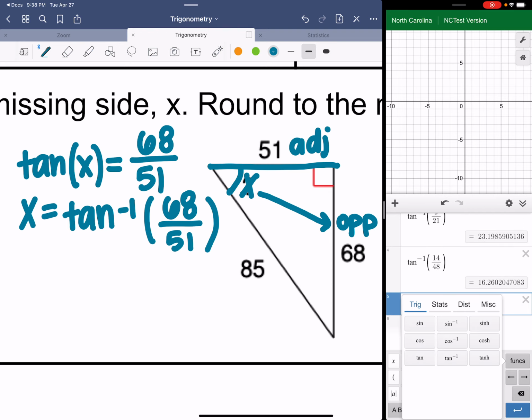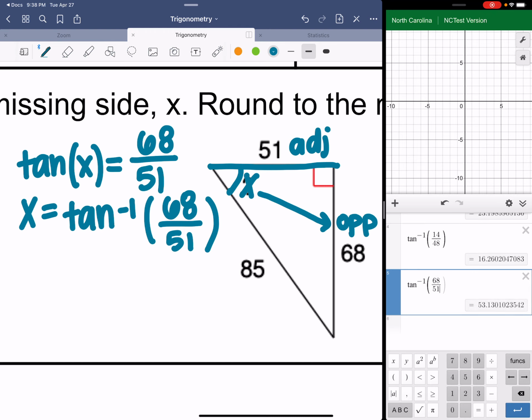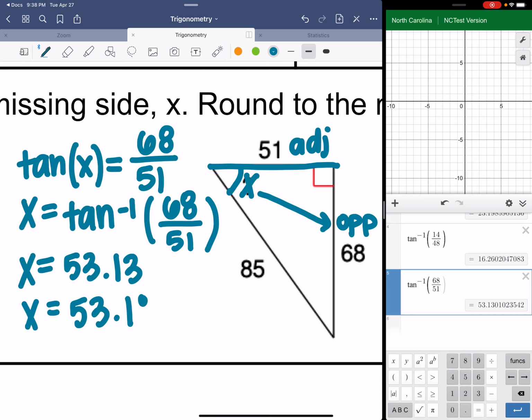And let's see what tan inverse of 68 over 51 equals. That's 53.13. Rounding to the nearest tenth, that would be just 53.1 degrees.